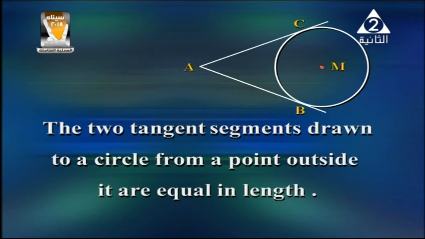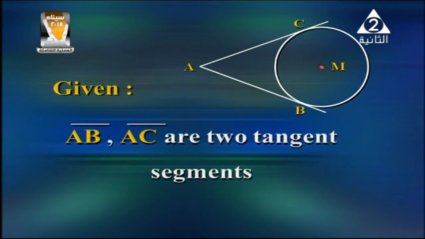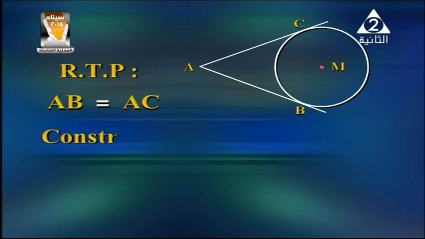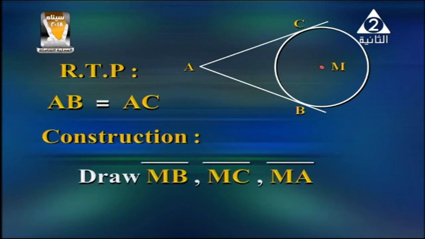If you have two tangents as that in front of you, AC and AB, drawn from one point outside the circle, which is A, then their length will be equal. So the given of this theorem is AB and AC are two tangent segments. And I want you to prove that AB equals AC. We are going first to make a construction. Draw MB, MC, and MA. Then try to prove the theorem.